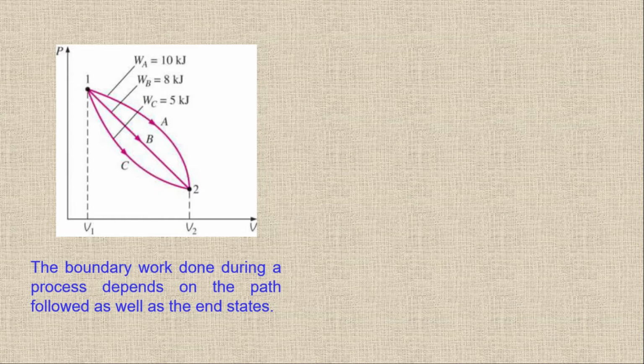And here, if you see, we have a larger area under the curve of A. That's why we will get the higher boundary work here. So we have the higher boundary work for this curve, because the area under this curve is more than the other curves.